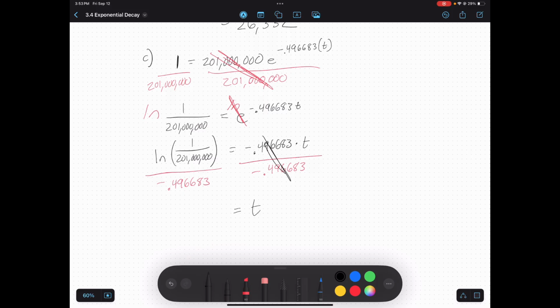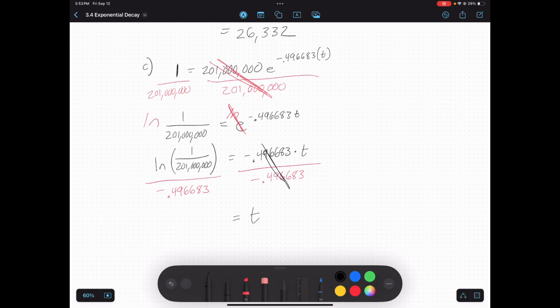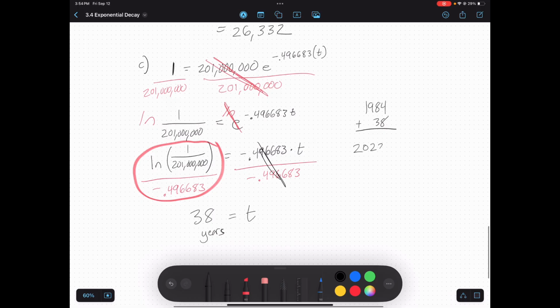Okay, so here's my calculation. And then when I plug this side over here into my calculator, I end up with 38.49, but it does say to round to the nearest year. So this is 38 years. 38 years what? 38 years past 1984. So then if I do 1984 plus 38, I get the year 2022. And that's my answer.